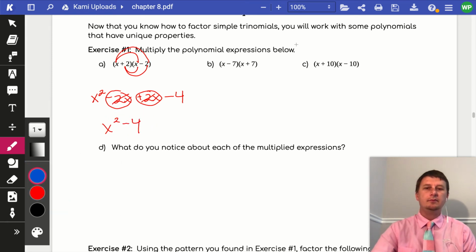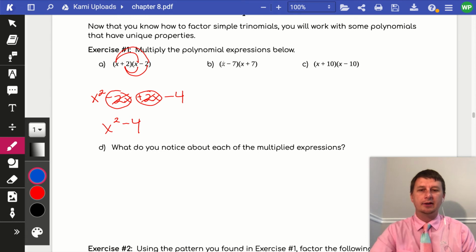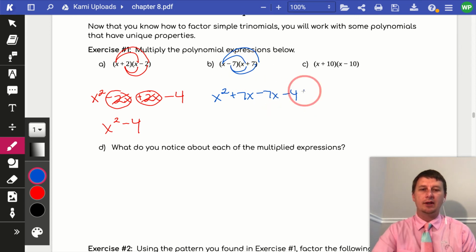Okay. I'm going to do that again over here. And I'm going to get x times x, and that's going to be x squared. X times 7 is 7x. Negative 7 times x is negative 7x. And negative 7 times 7 is negative 49. And once again, my 7x and my negative 7x are going to cancel each other out, and I'll be left with just x squared minus 49.